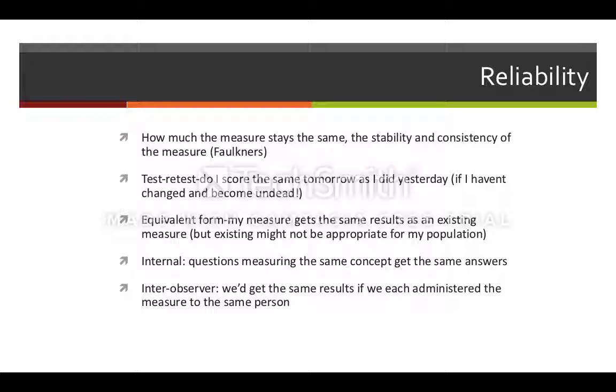There's internal reliability, which means that, let's say there were multiple questions on an instrument that measure the same construct. If there was high internal reliability, each question that got at the construct would be answered in the same way. Answers would agree with each other. And I'll give you an example of that in just a minute. The last kind of reliability is called inter-observer reliability. And that looks at if you and I both administered the measure to the same person, would we get the same results?